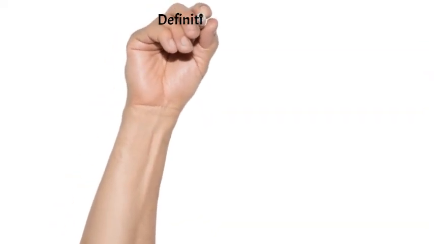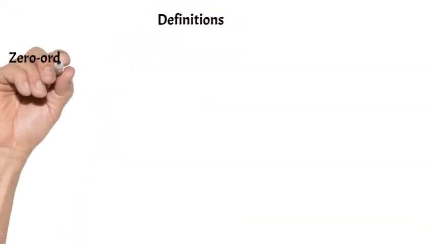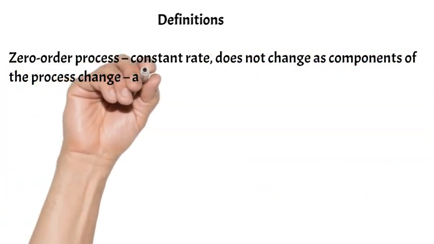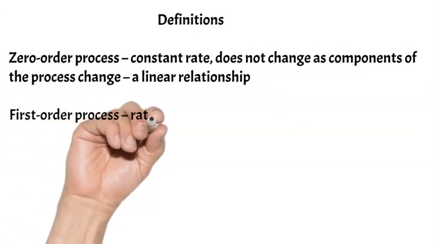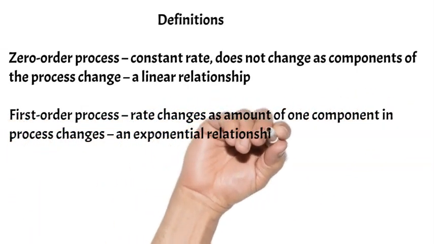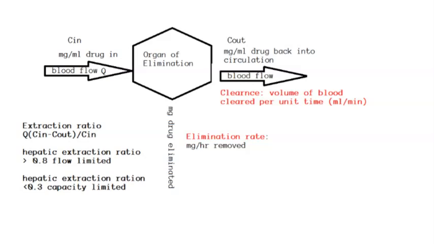To begin, a couple of definitions. Zero-order processes go at a constant rate. The rate doesn't change as the concentration of components of the process change. It's a linear relationship. First-order processes, the rate changes as the concentration of one component in the process changes. It's an exponential relationship.